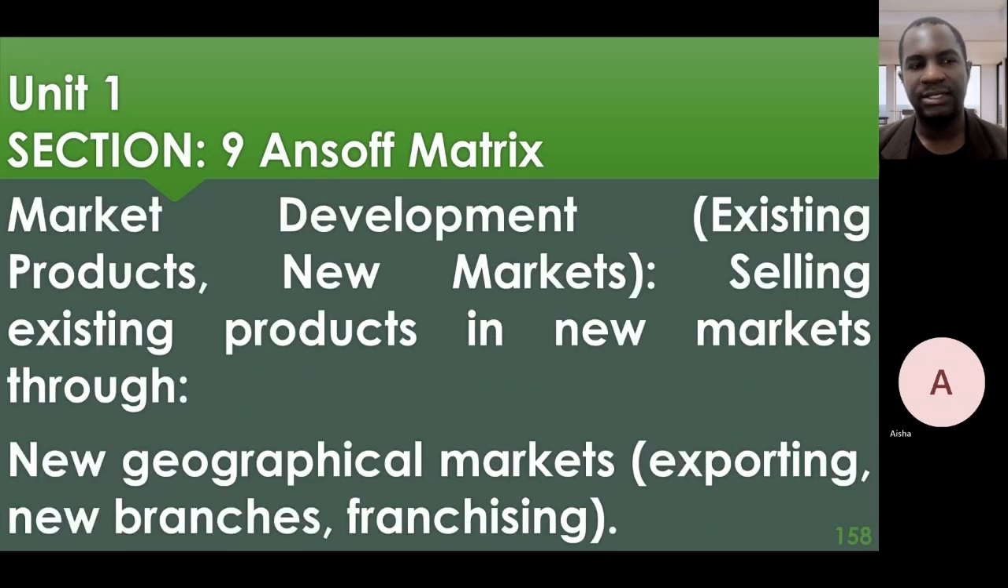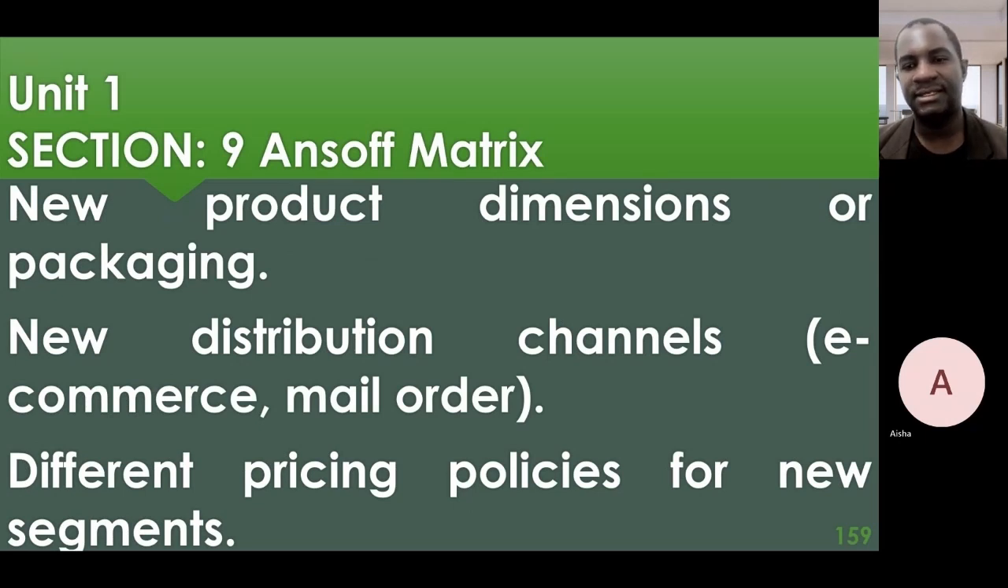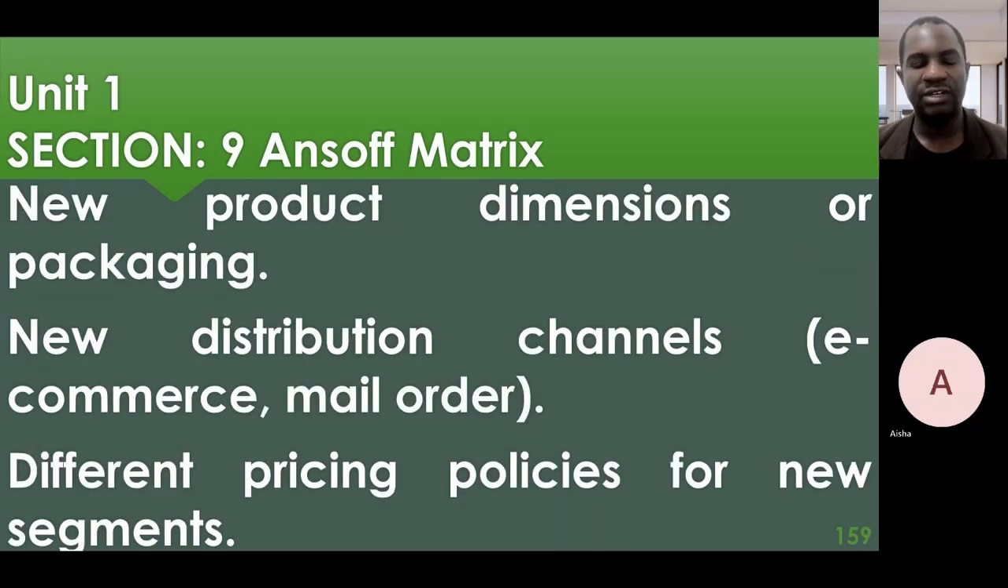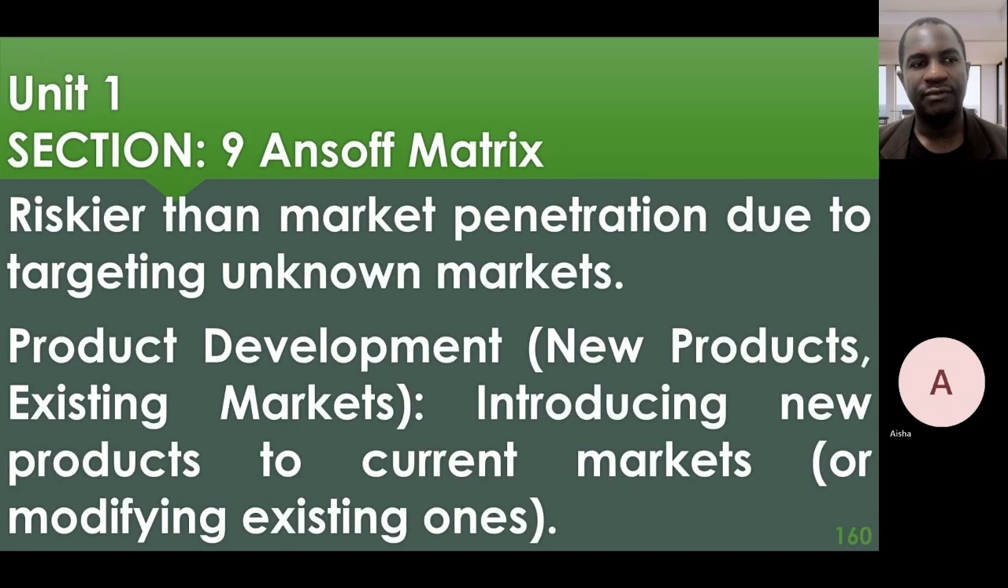Okay, so the next one is market development, speaking to existing products, taking them to new markets. It means selling products you have in your product line to new markets through new geographical markets, like exporting, opening new branches around the country, franchising, and ensuring that new product dimensions or packaging are enhanced. You could also expand by having new distribution channels, Google advertising through the internet, selling via e-commerce, or having mail orders. So these are ways to develop the market. Also, differential pricing policies for new segments are examples of developing the market for the products.